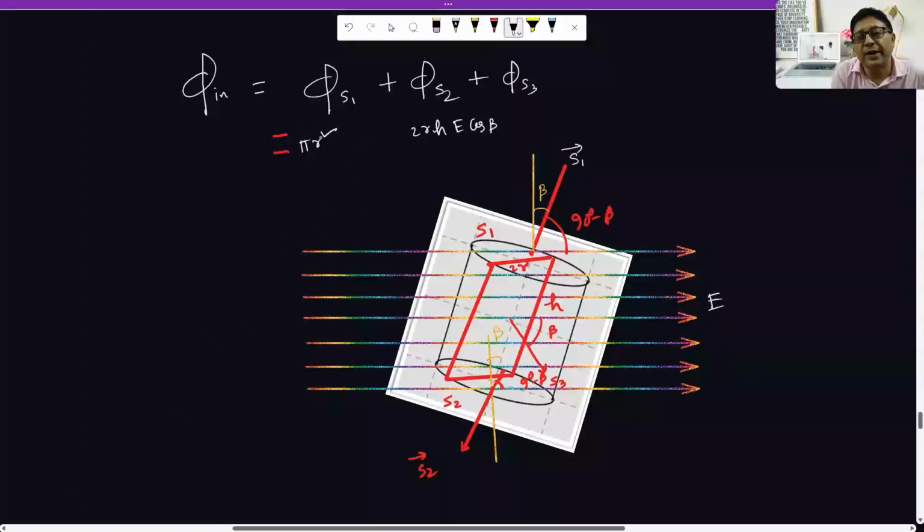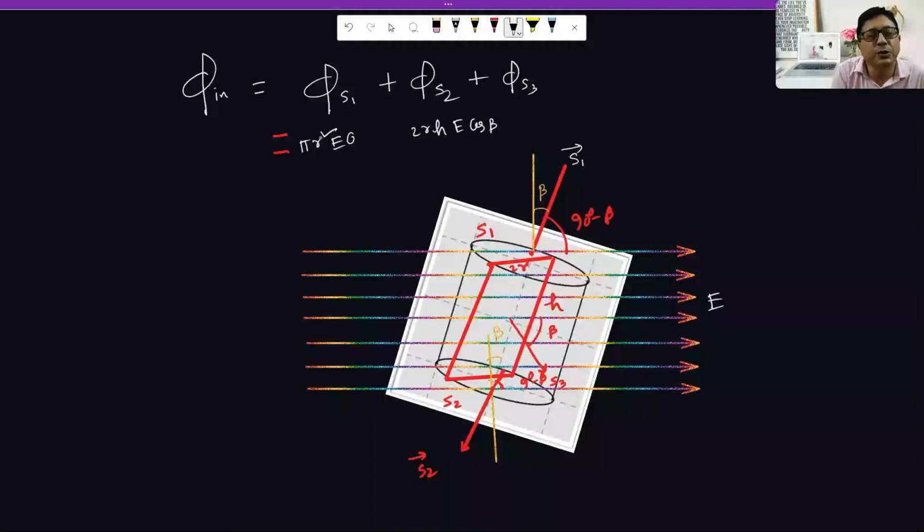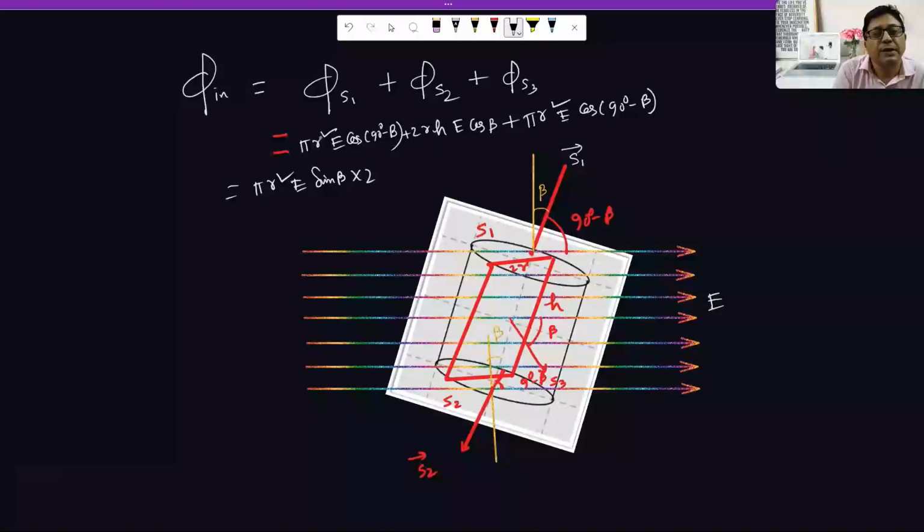It will be pi r square into E, and the angle between them is 90 minus beta. So it will be cos, plus this. Here also we are calculating inward flux. So pi r square E cos 90 minus beta. So this is going to be pi r square E sin beta in two cases, plus 2rhE cos beta. Okay. So just add these two, we'll get the result.